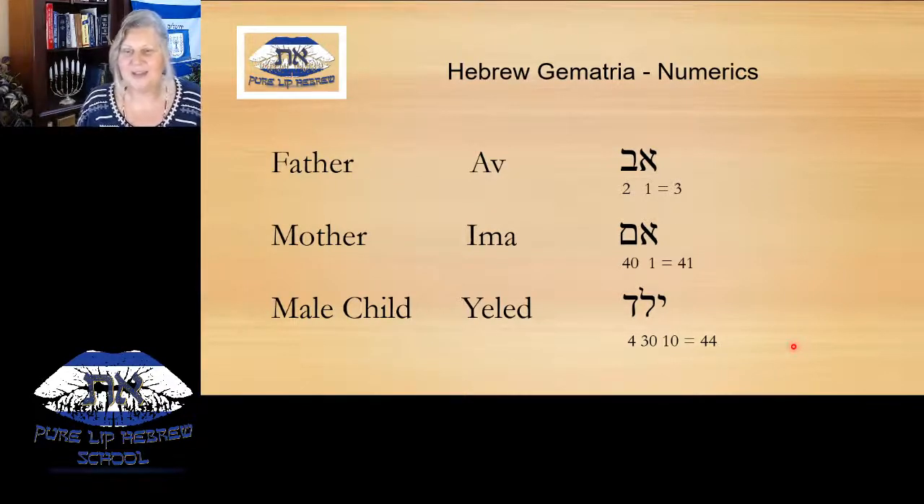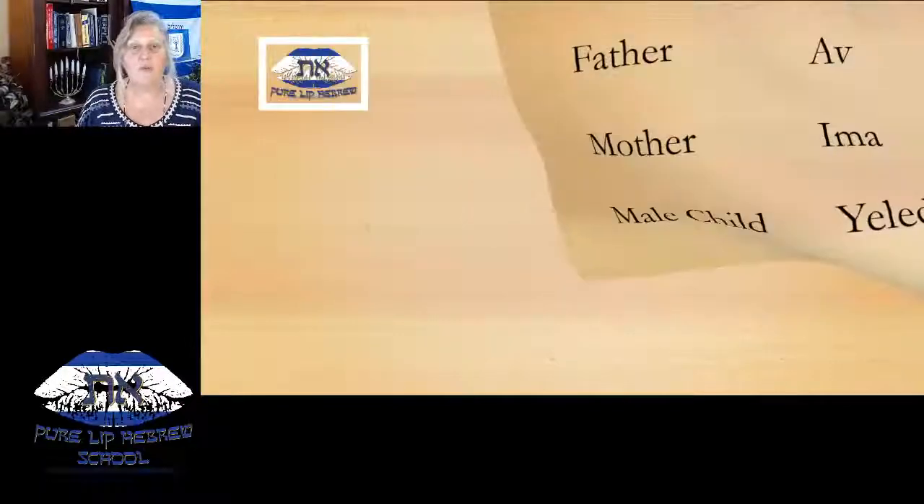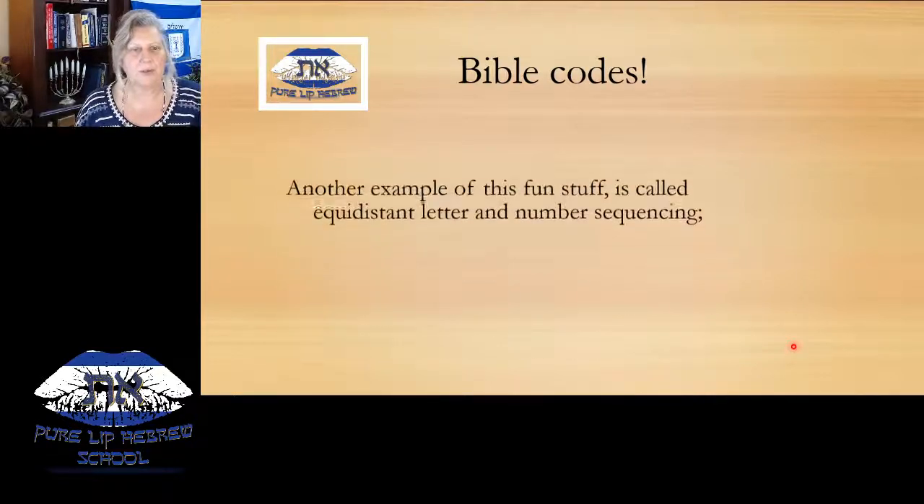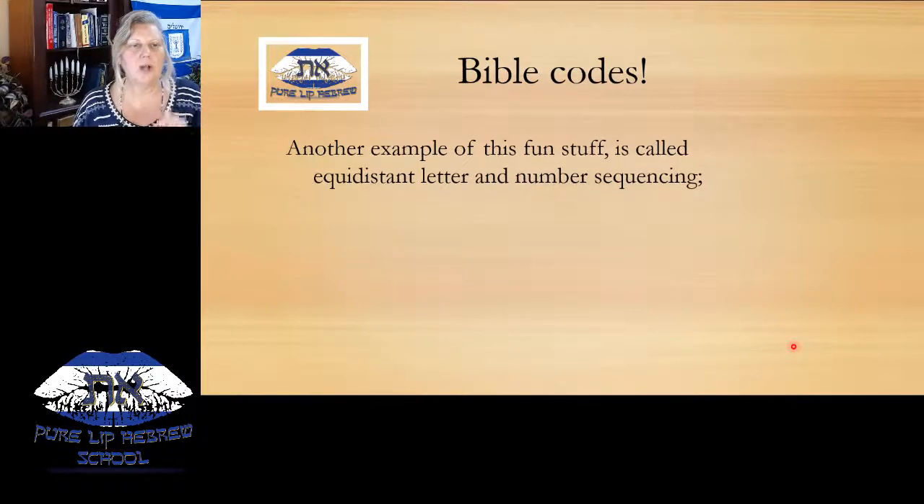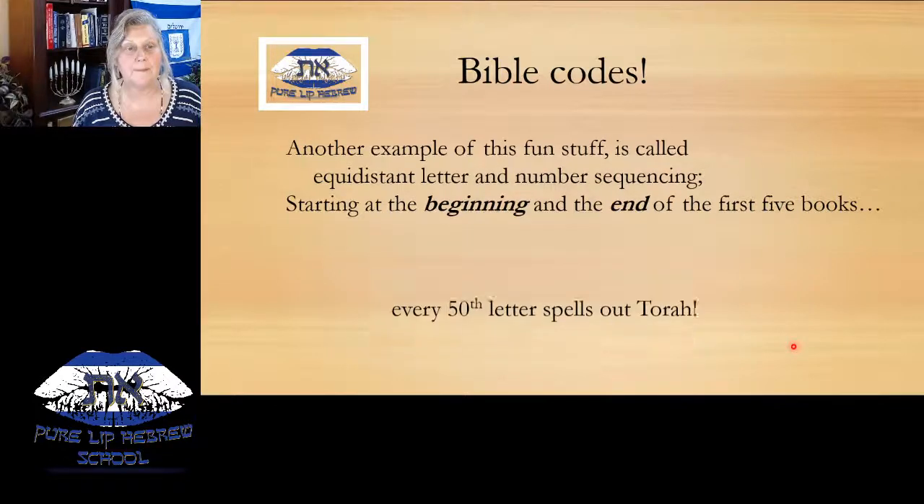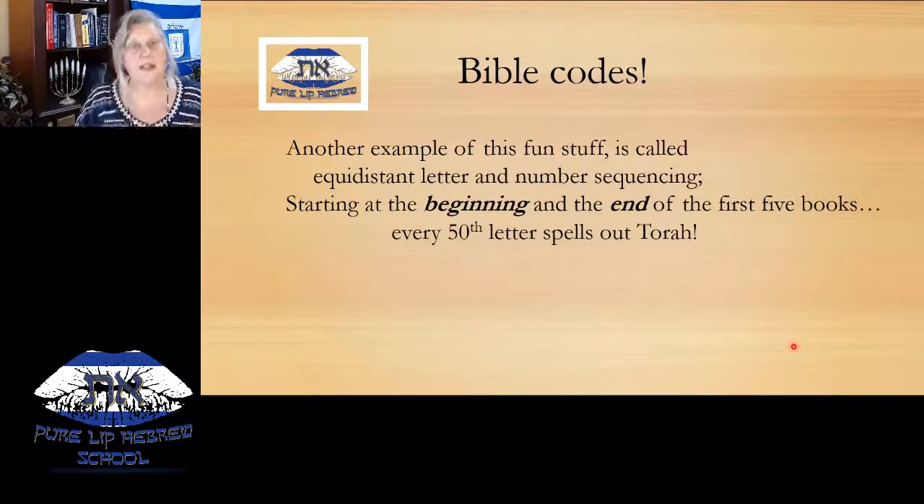Now, I find this aspect of Hebrew fun and awe-inspiring, though we don't want to go overboard with this and let certain things carve our choices or run our lives, but we do want to pay attention. I call these numerics, not numerology. And it all falls sort of under the title of Bible codes. These are just some examples. Here's another one. It's called equidistant letter and number sequencing. If we start at the beginning and the end of the first 5 books of the Bible, the books of Moses or the Torah, every 50th letter spells out Torah.